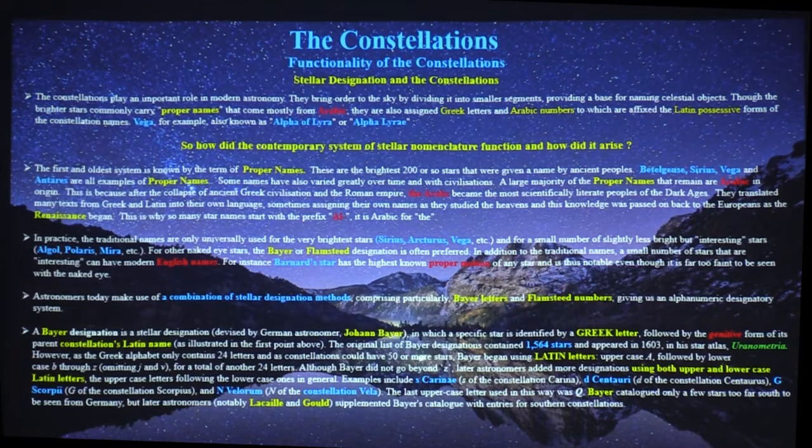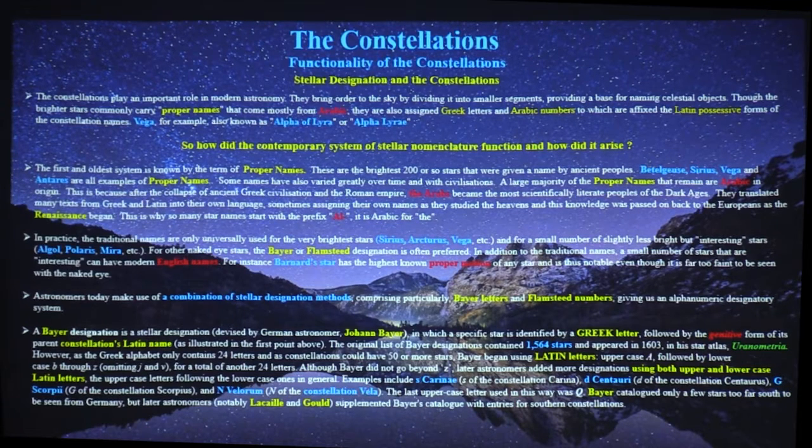Now, the original Bayer designations comprised 1,564 stars. They appeared in his Uranometria in 1603. However, as the Greek alphabet only has 24 letters, and some constellations visually have 50 or more stars, he had to use Latin letters. He used uppercase A followed by lowercase b through z, but he left out j and v, for a total of another 24 letters. So that way he could get up to the 50 or so that might be visible within a constellation to the naked eye, that is.